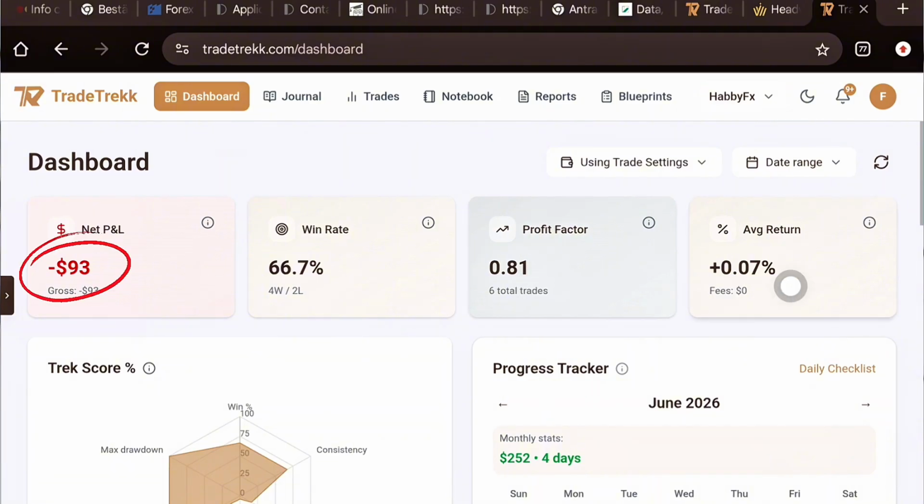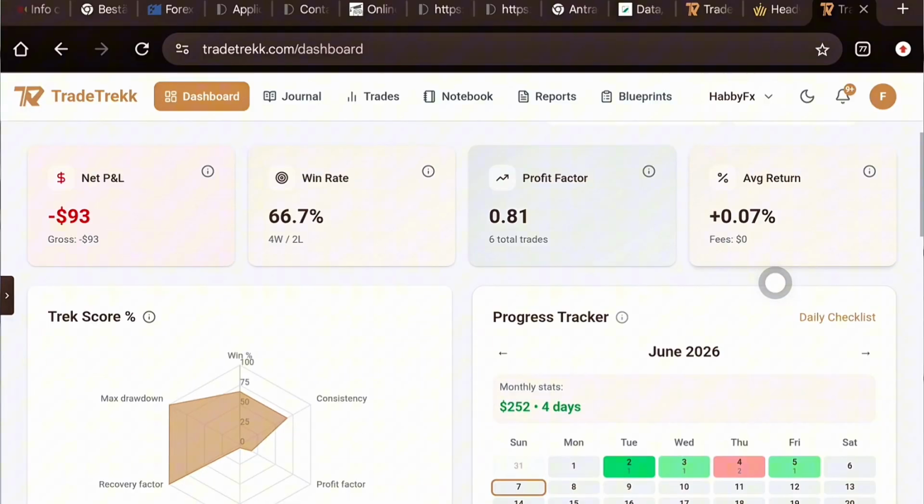His win rate is 66.7. This means he wins more than his losses. So we took a couple of wins that are more than his losses. And then his profit factor is 0.81.